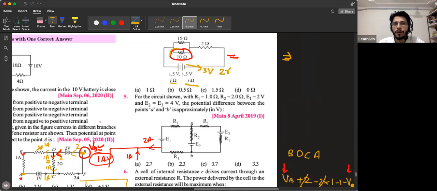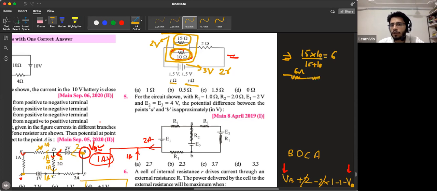The voltage drop across this 10 ohm is 2 volt, which means the voltage drop across this 15 ohm is also 2 volt, which means the voltage drop across the combination is 2 volt. This we know. Now let's take the combination of 15 and 10. What is the parallel combination of 15 and 10? 15 into 10 by 15 plus 10. So that's 150 by 25. What is 150 by 25? That's 6. So you have a 6 ohm resistor.